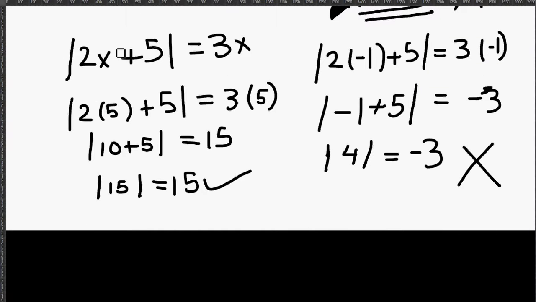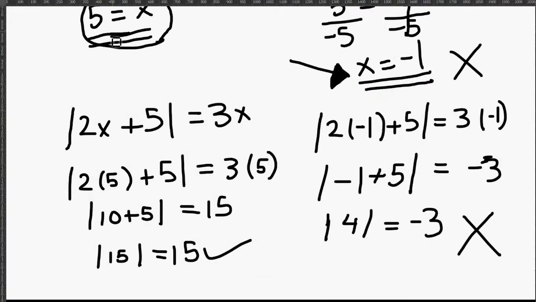Now there's the extra step of plugging it back into the original equation. So we plugged in x equals 5, and we got the absolute value of 15 is equal to 15, which we know is true, and so we know that x equals 5 is a good solution to this problem. And then we did the same thing to the negative 1. We plugged it in, and we found that the absolute value of 4 is not equal to negative 3, and so this solution gets eliminated because it's extraneous. So you always have to go back, plug it back into the original equation, and eliminate all the extraneous solutions.